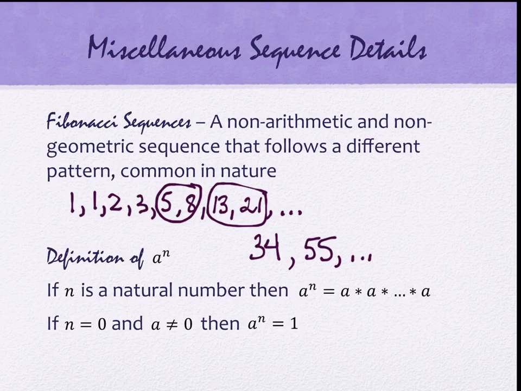All right, this definition feels oddly placed here, but we need it in a minute, so that's why it's here. A reminder of how exponents are defined. The definition of a to the power of n: if n is a natural number, then a to the n means a times a times a times a, n times.